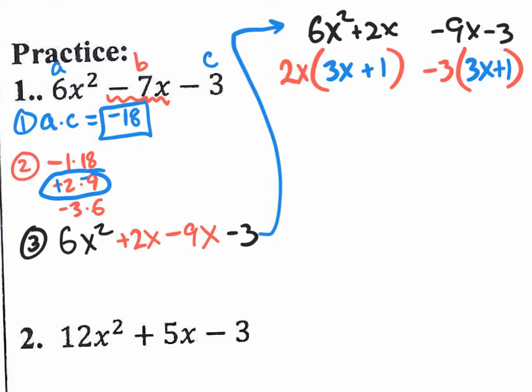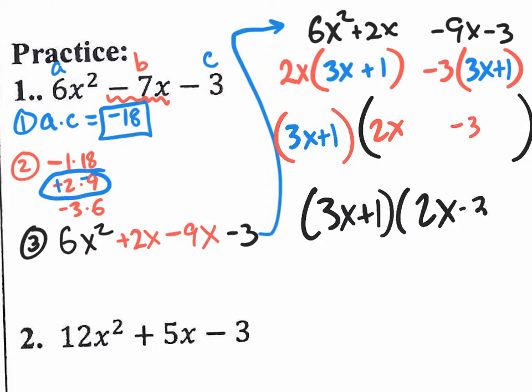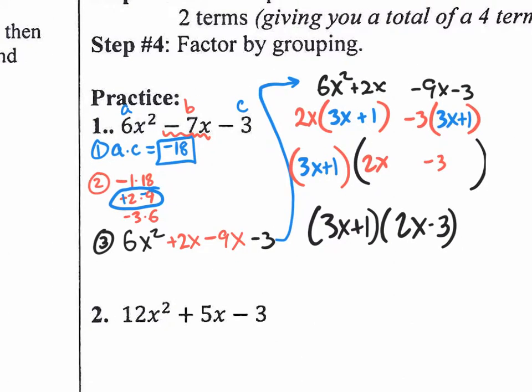Anyway, the next step is to take a step back, do some exaggerated parentheses, and put that common binomial on the outside, that common binomial of 3x plus 1. What's left over? 2x and a minus 3. Let's write it with the same size parentheses, right? 3x plus 1 times 2x minus 3. We have factored using factoring by grouping. Okay?